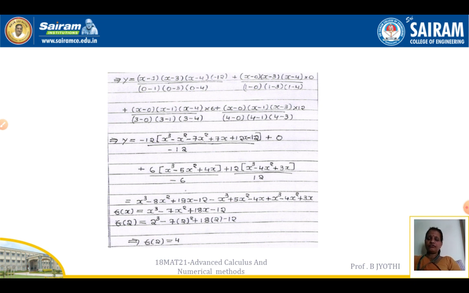Now whatever value we are asked to find out can be substituted. Here we are asked to find f of 2. So let us substitute x equals 2. On substitution we get f of 2 equals 4.